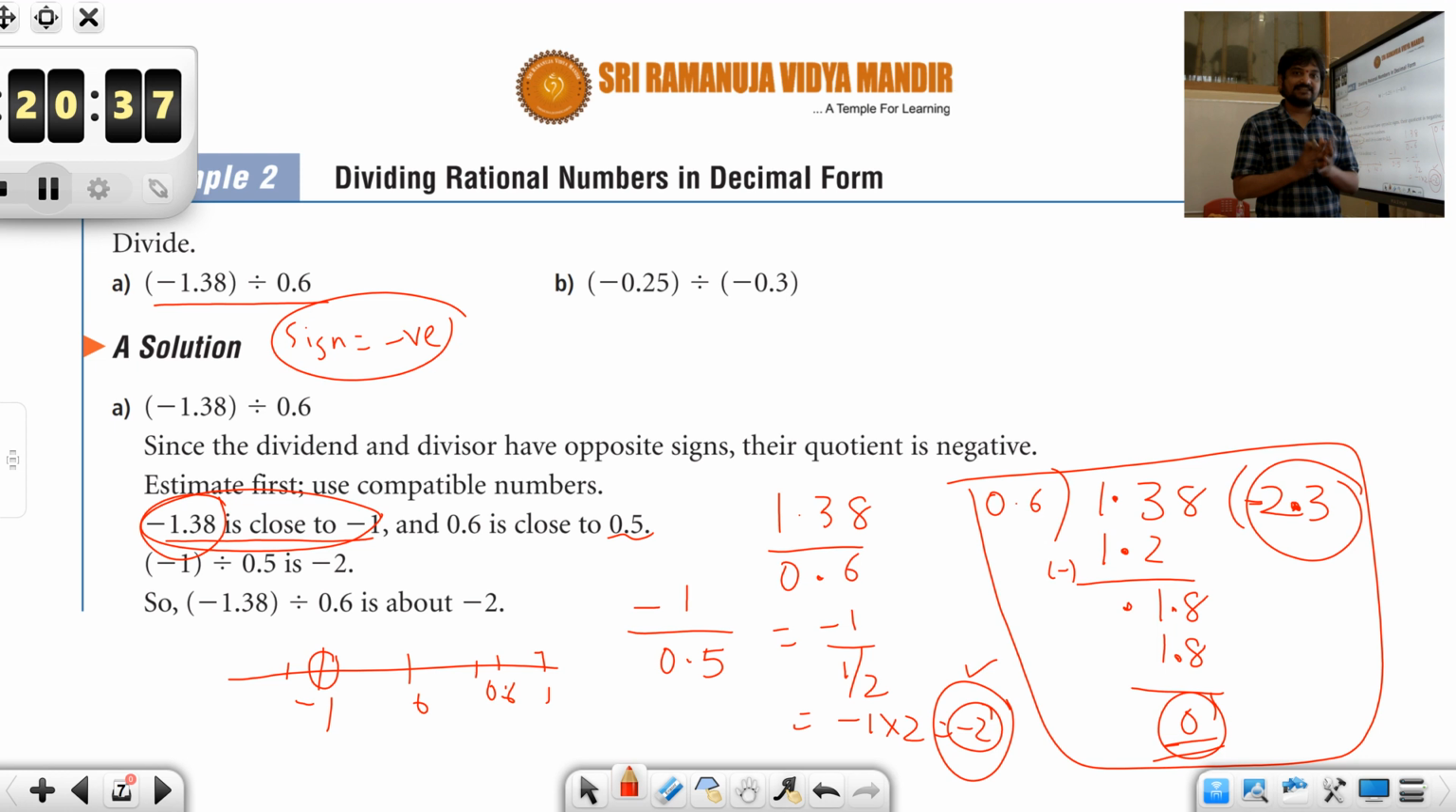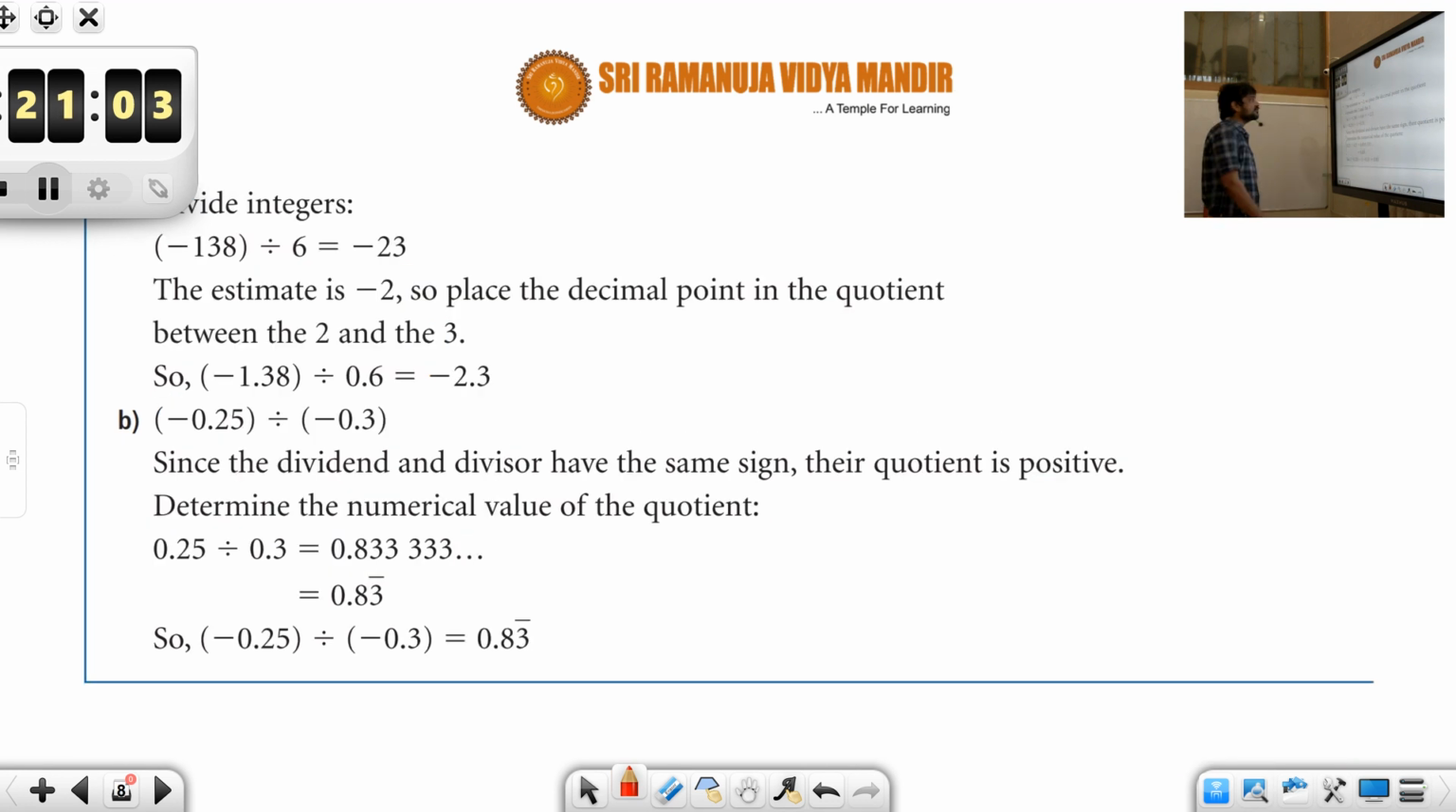Okay, so for that reason, just try to use the approximate compatible numbers and divide it, and try to visualize where the answer is going to be approximately. Now with this in mind, let's look at the solution. Divide the integers, forget about the decimal points. We need to find minus 1.38 divided by minus 0.6, right?